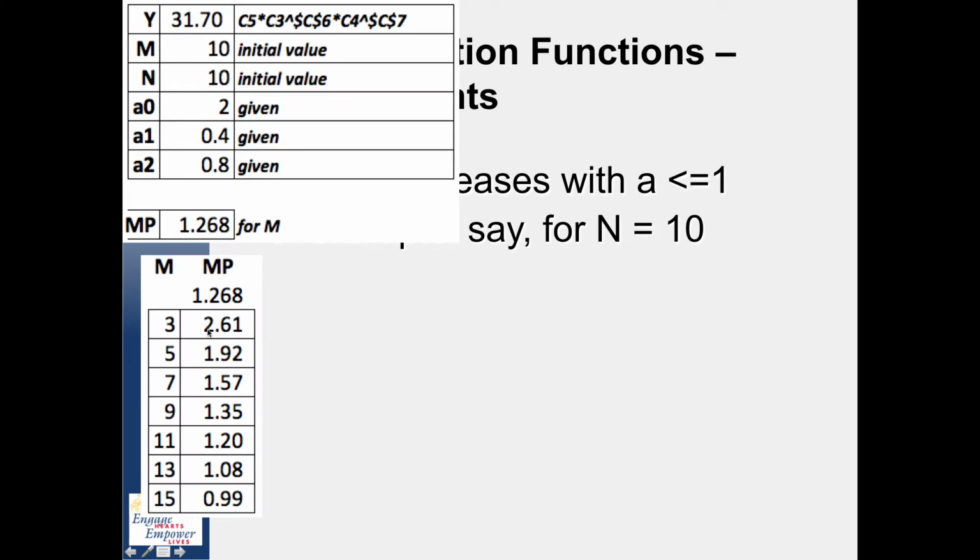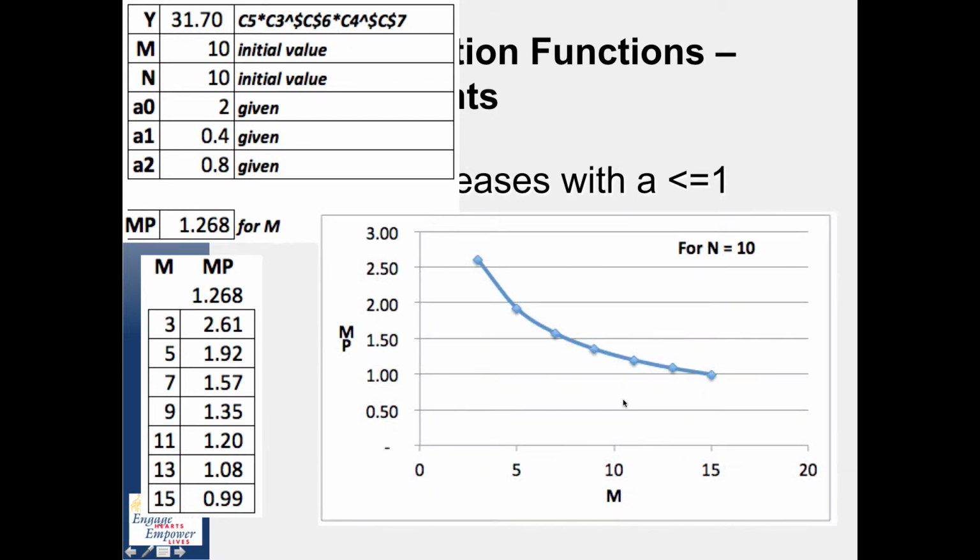And then I can plot that using the one-way data table. For different values of m, this is what happens. This is the marginal product, and look how it decreases. So we have a decreasing marginal product as m increases.